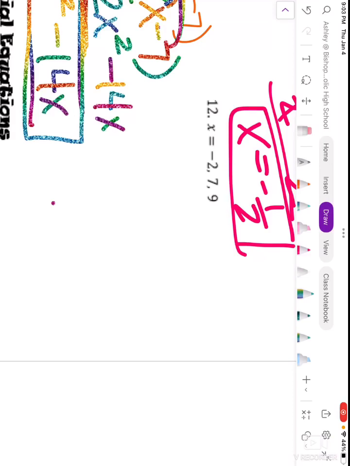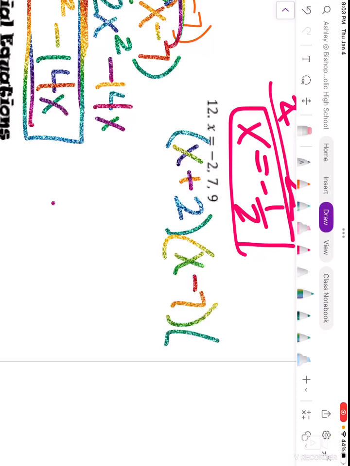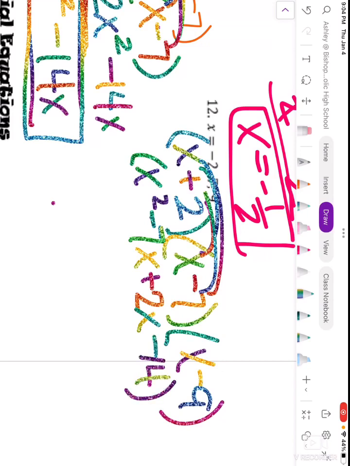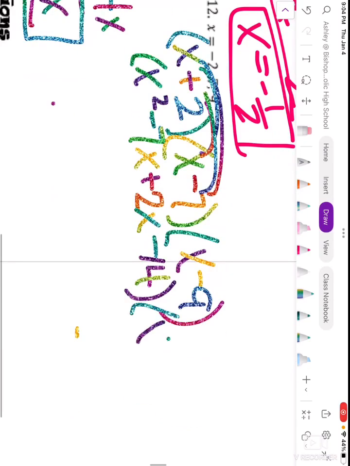If negative 2 is an answer, then we would have had to start with x plus 2. If 7 is an answer, we started with x minus 7. And if 9 is an answer, we started with x minus 9. So there are no conjugates in this, no opposites, so we're just going to start by FOILing these first two. First, which would be x squared. Outside, negative 7x. Inside, plus 2x. And then last, minus 14. And we still need to take all of that times x minus 9.